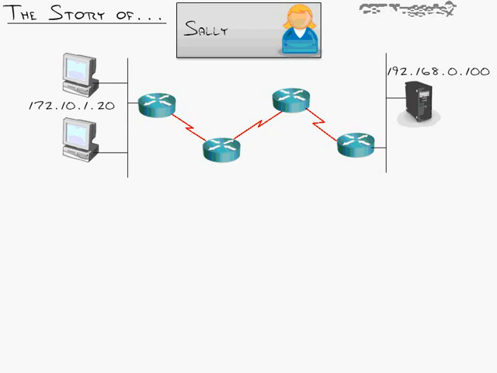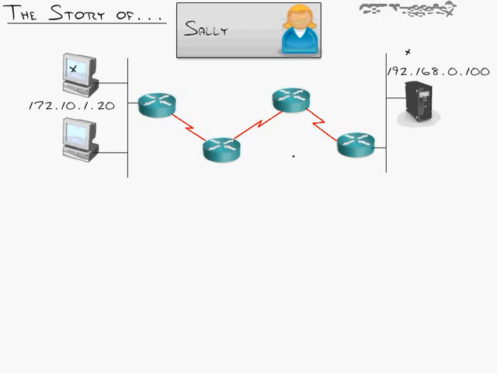The story of Sally is not as simple as it is for Bob. Sally is the same kind of packet as Bob. It's a ping packet, but it's going to be coming from this computer over on the left-hand side, same host, 172.10.1.20, but that host decided to ping 192.168.0.100. So at this point, Sally is going to have to cross the whole network, router by router, to reach that server on the right-hand side.